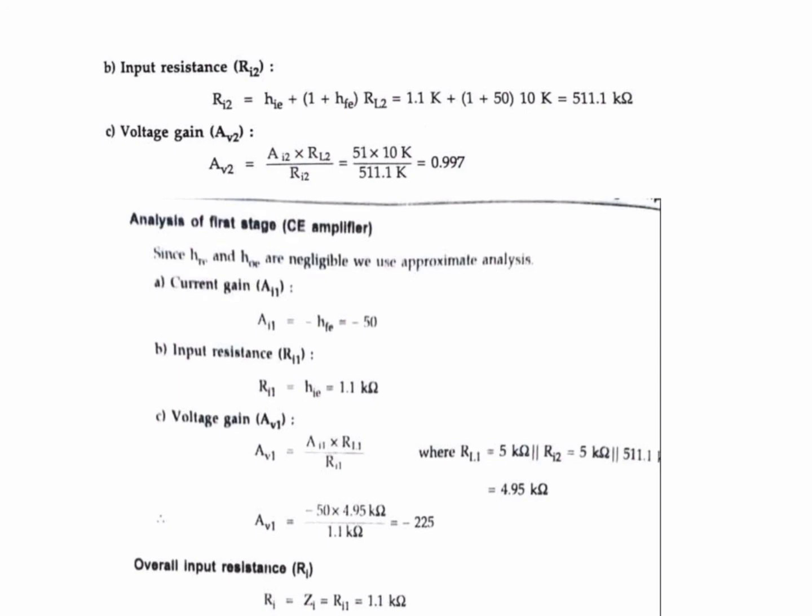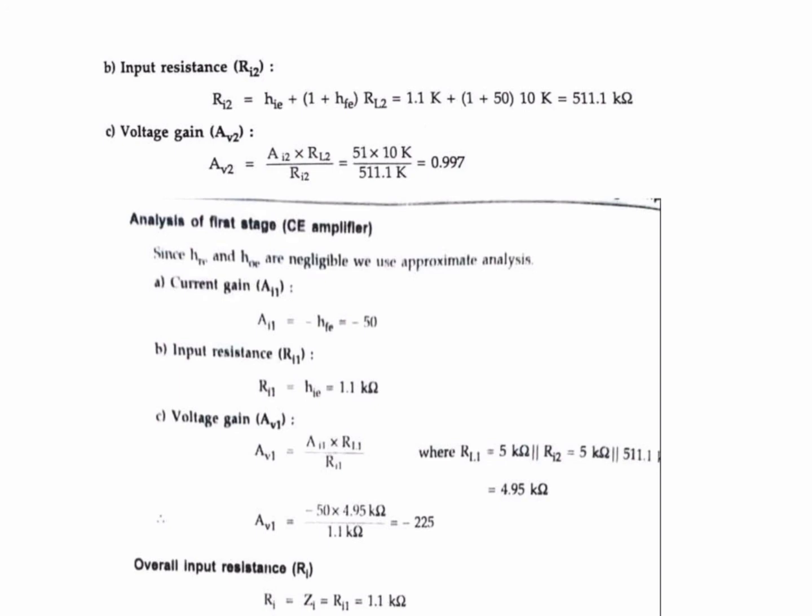Similarly, let me calculate the analysis of the first stage, the common emitter amplifier. Now we have seen the second stage, which is the common collector configuration. Now we are going to see the analysis of the first stage, which is the common emitter amplifier. This analysis is similar to what we saw in the single stage amplifier. Since HRE and HOE are negligible, we use approximate analysis. All those formulas applied there are also applicable here.